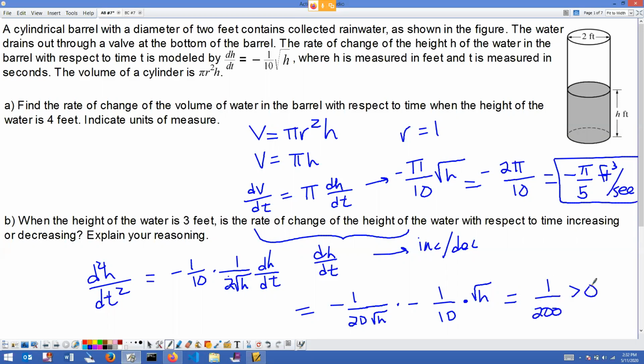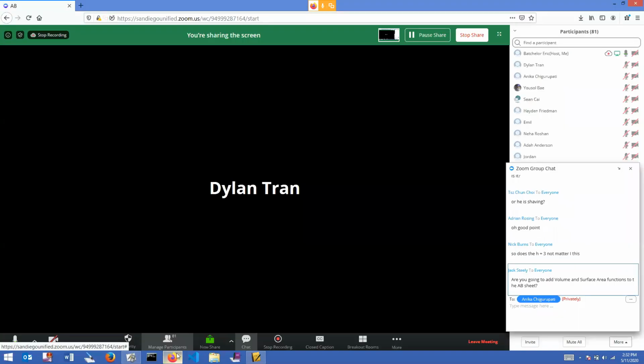Since that's a positive number, that means that the derivative of dh dt is positive, which means that dh dt is increasing. And your reasoning would be it's increasing because its derivative at t equals 3 is positive. In fact, its derivative at any h value is positive because those h's cancel out and you get 1/200th either way. Any questions on that? Everybody good there? That's right, Nick. Yeah, the h equals 3 doesn't seem to matter.